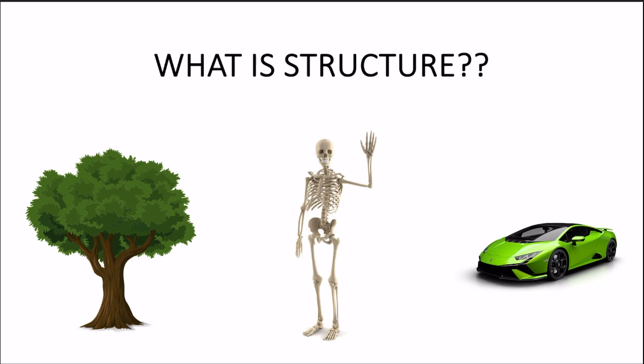There are other objects apart from building that have the structure element. For example, we have tree, which has branch, twig, trunk, and finally the root that made it a structure. And we have human, where the bones or the skeleton is the structure of the human. And how about car? The body of the car and also the tires actually become the structure of the car.